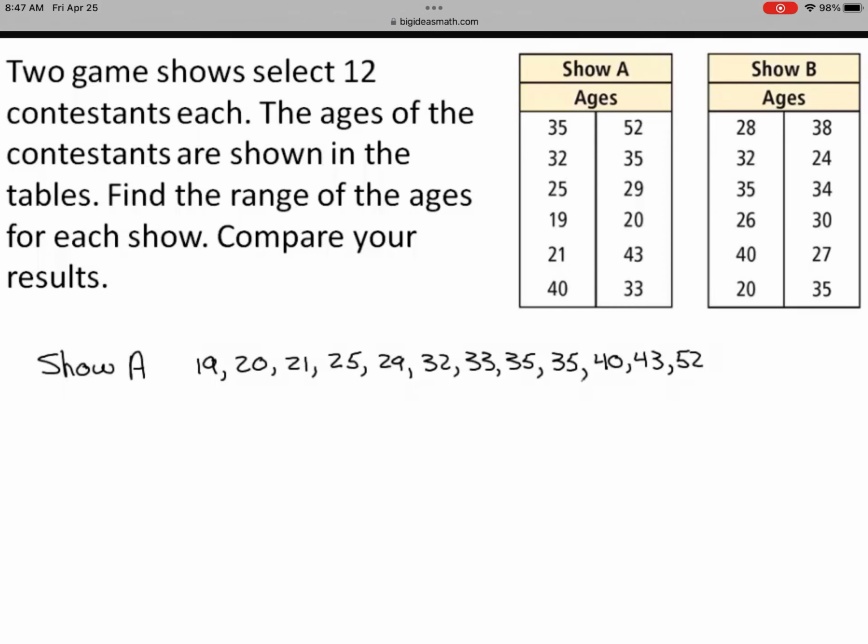Order the ages in numerical order. The range of a dataset is the difference of the greatest value and the least value, so the range is 52 minus 19, or 33 years.